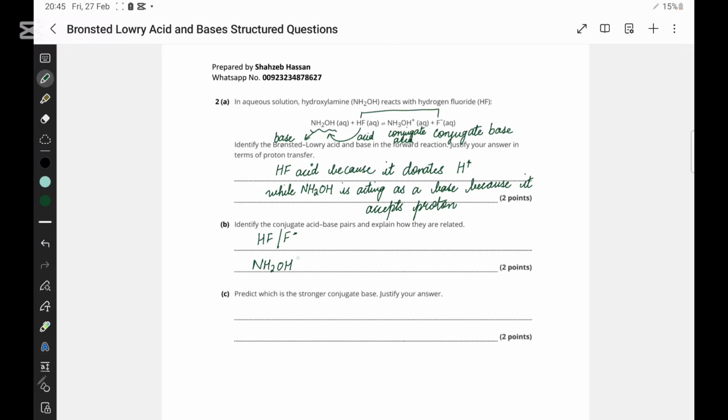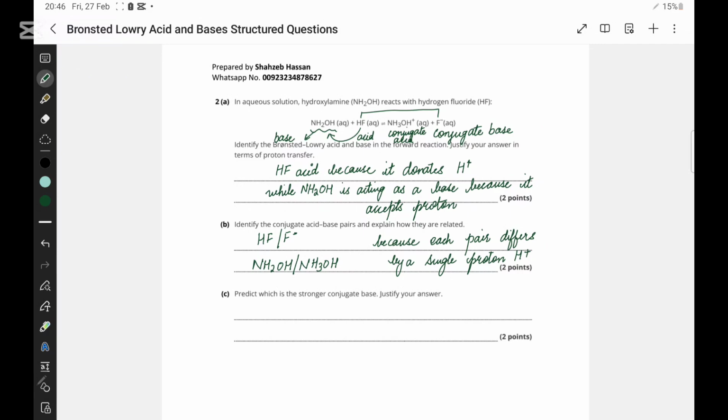So we can write that HF and F minus, and NH2OH and NH3OH, are the conjugate pairs, and they are related because each pair differs by a single proton. That is H positive.